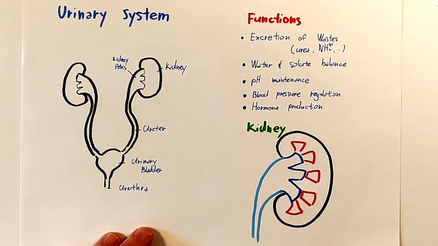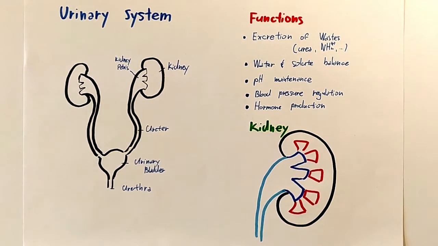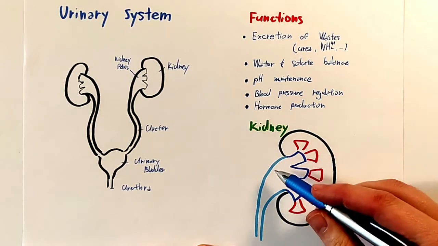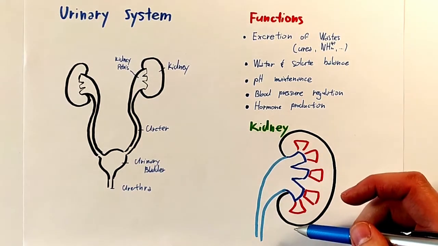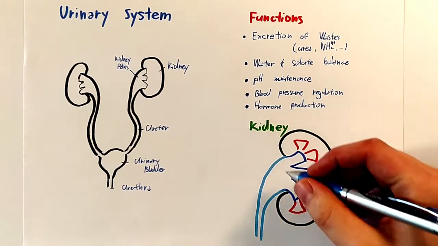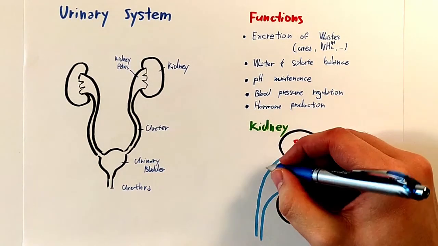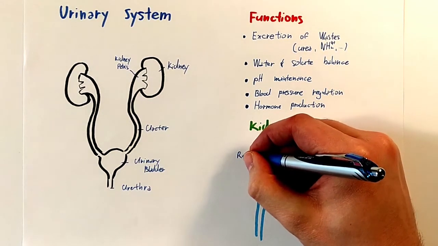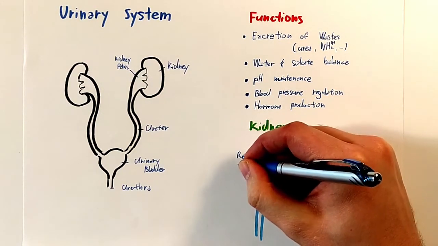Okay, the next will be kidney anatomy. So I already pre-sketched a part of it. You might remember this would be the kidney itself, and into the kidney you have the first part of the, let's say, tubular system that carries the urine out. This is, as you know, the renal pelvis, kidney pelvis.